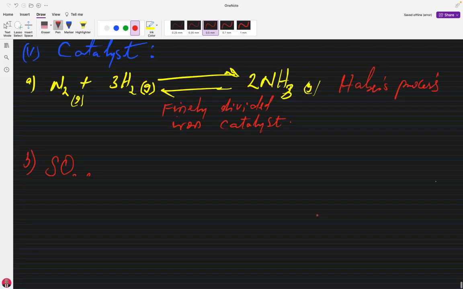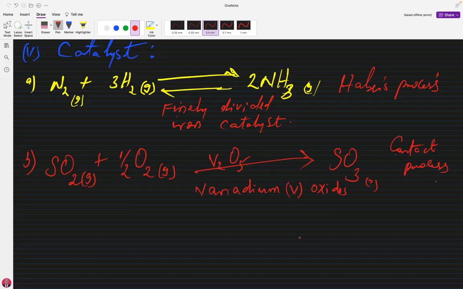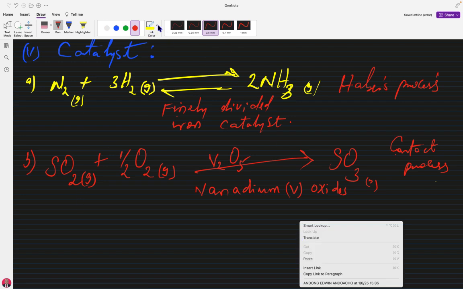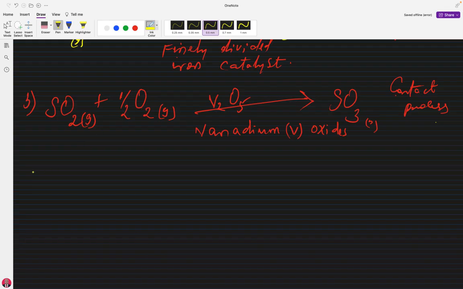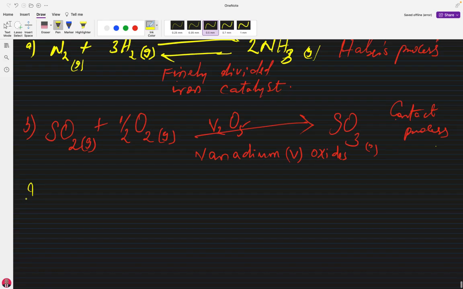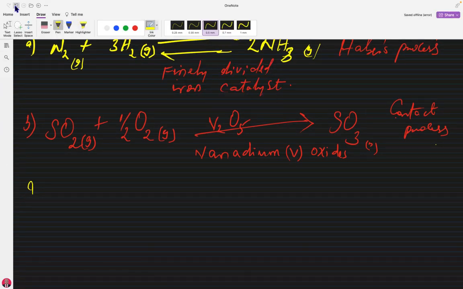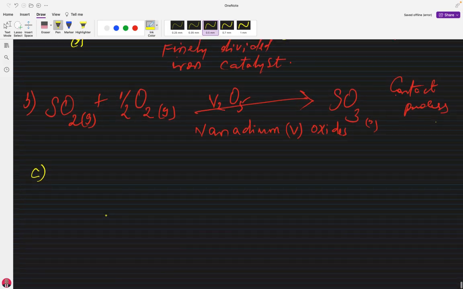The last one which I want to give here is the catalytic decomposition of hydrogen peroxide. I think I mentioned it in the other example. We have hydrogen peroxide.